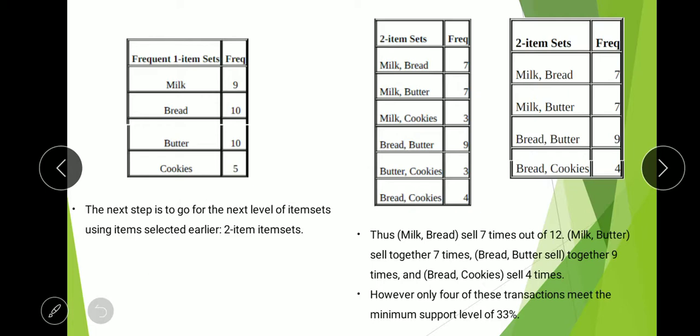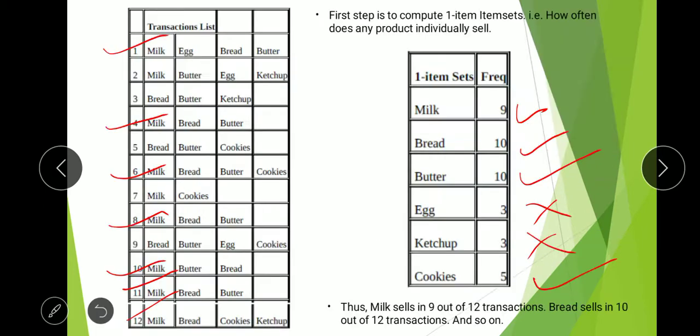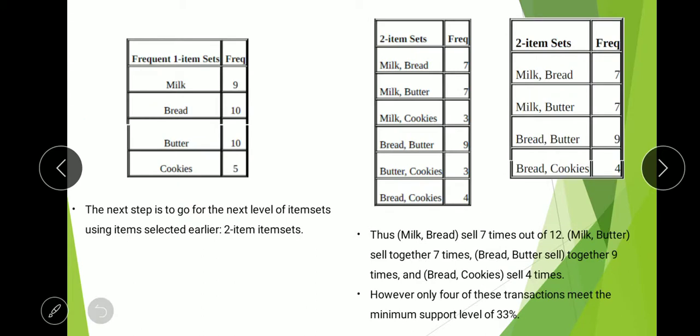Similarly, we have to find for milk and butter also. Milk and butter: in the first transaction, yes, 1, 2, 3, 4, 5, 6, 7. Again it is 7. Milk and butter 7. Similarly for milk and cookies. In this way we have to find for all two combinations. Finally we get this table.